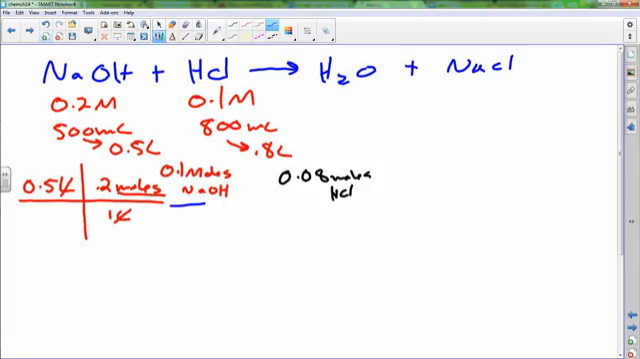How much of the NaOH is going to be left over? Well, if we have 0.08 moles of it that will react with the HCl, and then that's going to be gone, what would be left over is 0.02 moles of our NaOH.